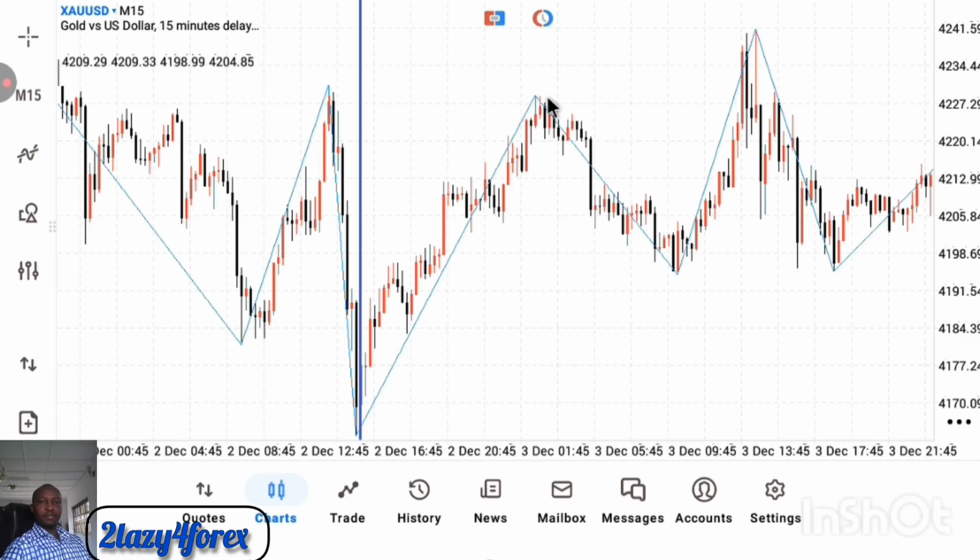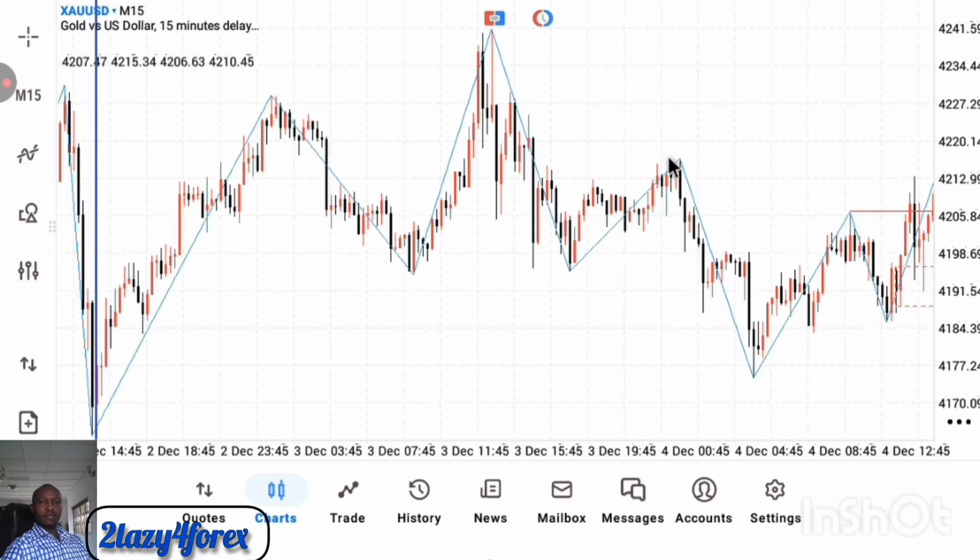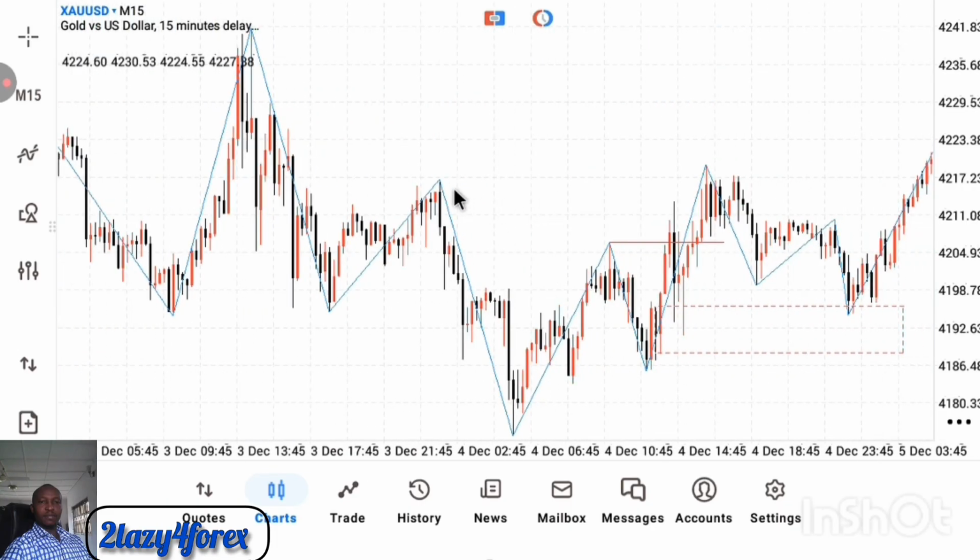This is a low. There was no break there. The candle closed, but there is no higher high. You move. This is another one. There was no break. This is the one that got broken. Please, if you don't understand this video, try and watch it over and over again.